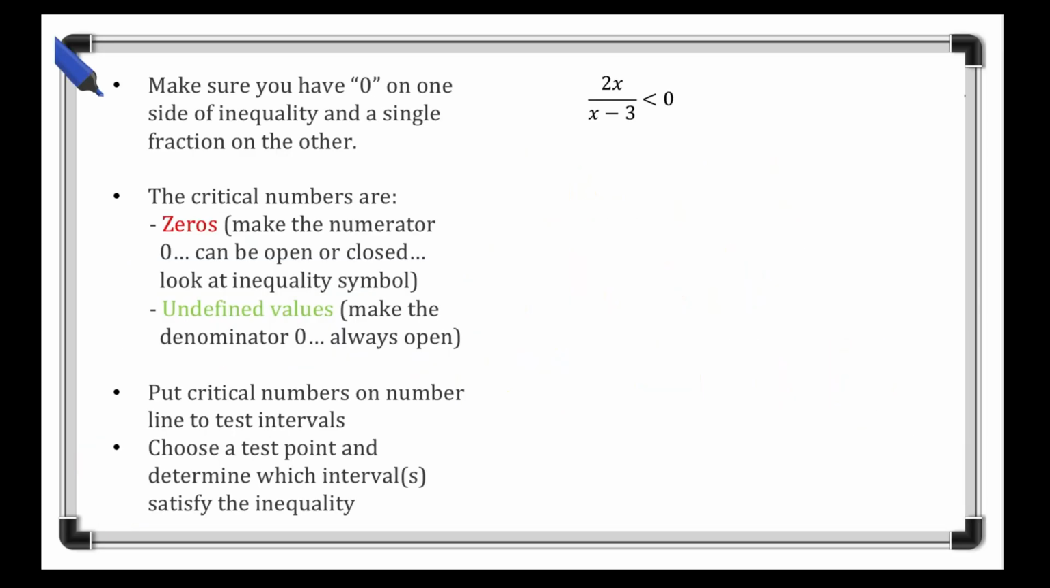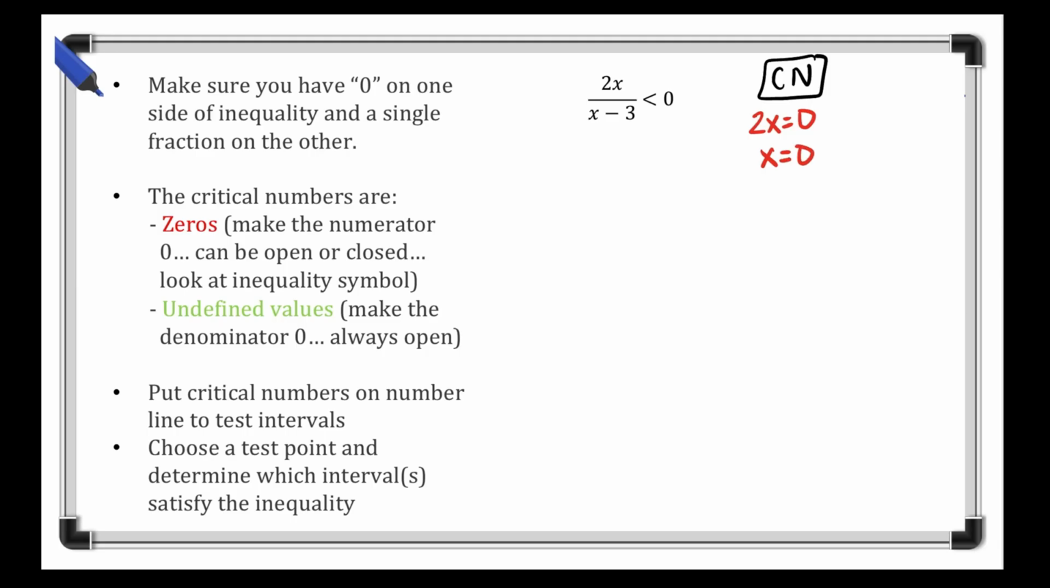So the first thing you want to do is make sure that you have a 0 on one side of your inequality and a single fraction on the other. So this question is good. The second thing you want to do is look for your critical numbers. So you're going to look at the zeros. These make your numerator 0. So I have 2x equals 0. So x is equal to 0.